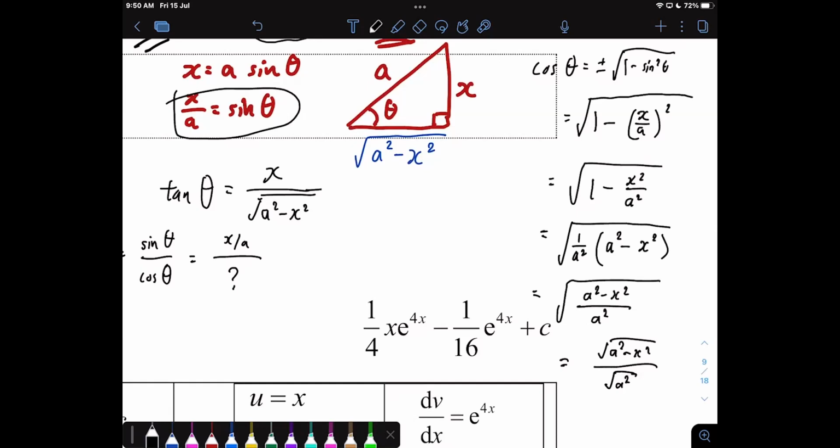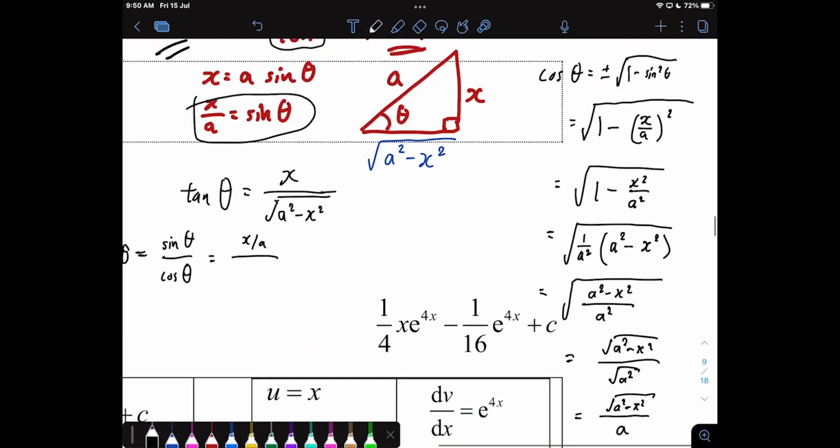Square root of a square is just modulus of a. Let's assume that a is positive to keep things simple. But how do I know for sure that it is? Okay, in this case, you can just assume it is. Then you can get back to square root of a square minus x square over a. That's cosine. So now you can substitute this cosine back inside this question mark. Right, that's what you were suggesting, right?